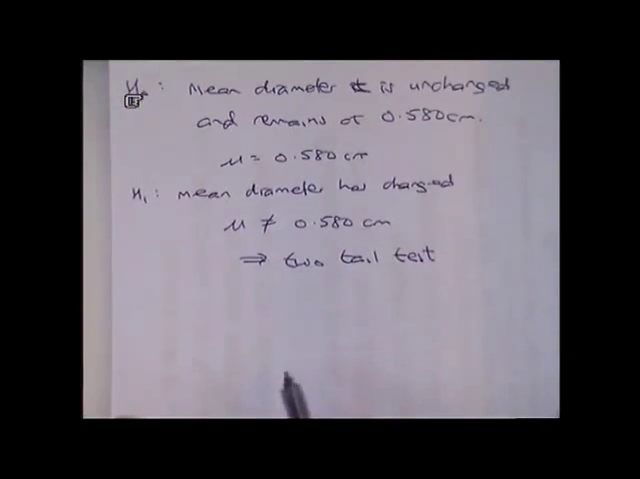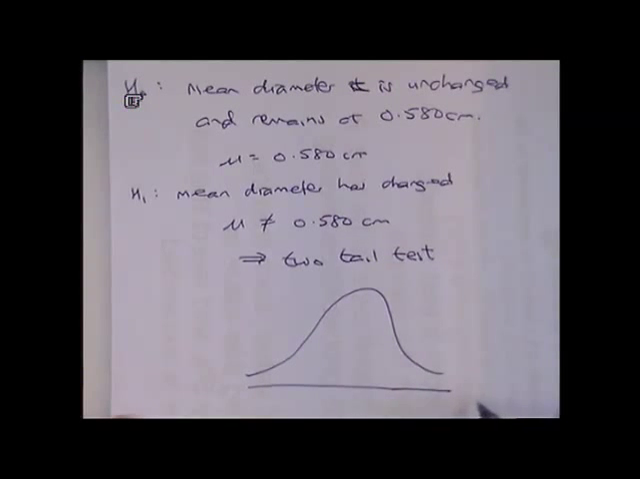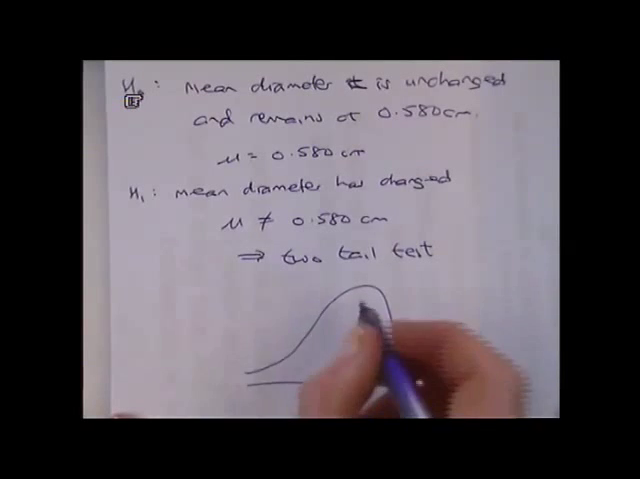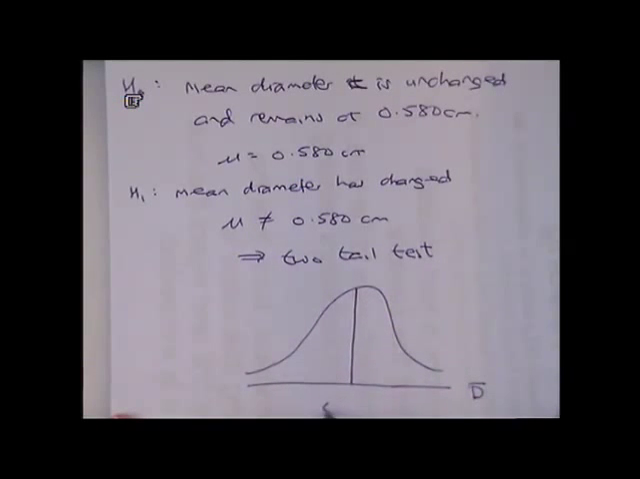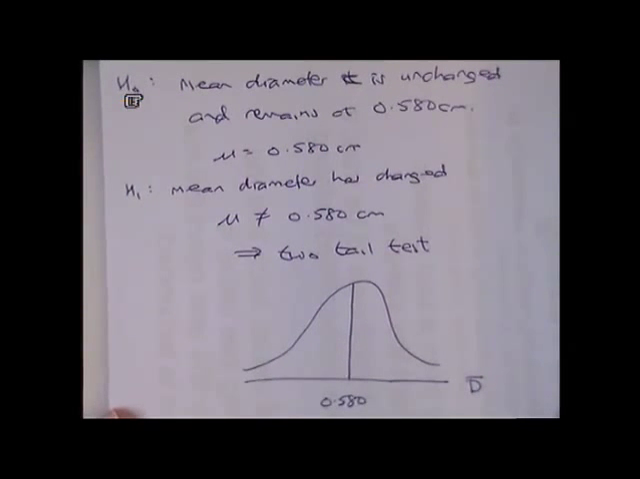So at this point I would just do a quick sketch. We are looking here at the diameters. Under the null hypothesis we have 0.580. It's a two-tail test, so we're going to look at two tails here: a less than tail and a greater than tail.